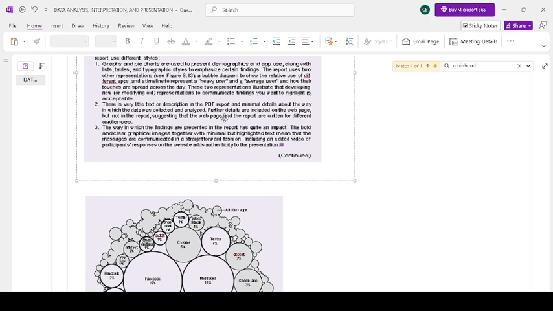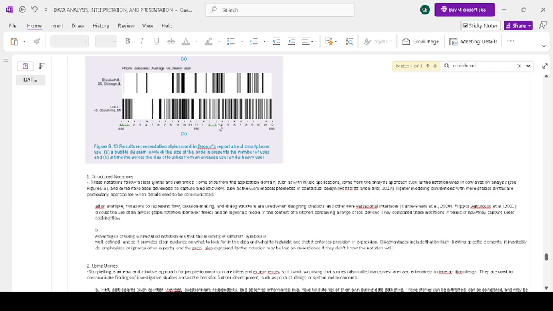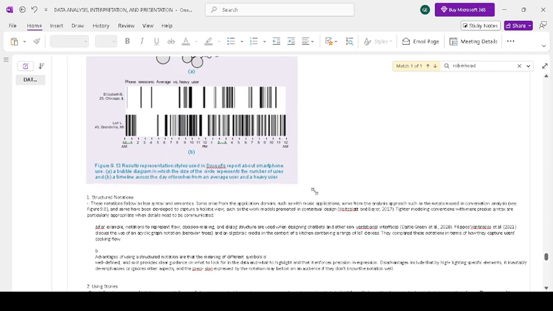The way in which the findings are presented in the report has quite an impact. The bold and clear graphical images, together with minimal but highlighted text, mean that the messages are communicated in a straightforward fashion. Including an edited video of participants' responses on the website adds authenticity to the presentation.